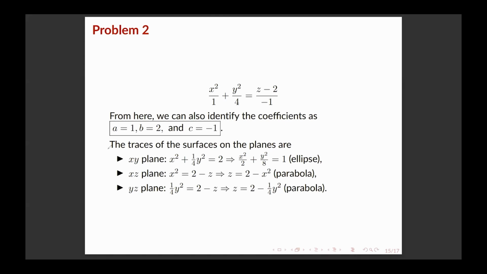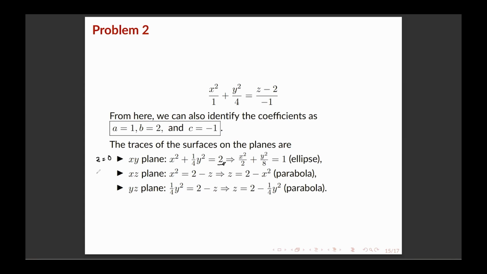First is when z equals 0, and then we get x squared plus 1/4 y squared is equal to 0 minus 2, which is negative 2, all over negative 1, so it becomes positive 2. Then we divide both sides of the equation by 2, so we have x squared over 2, y squared over 4 divided by 2, which is y squared over 8, and 2 divided by 2 is 1. So we get an ellipse.